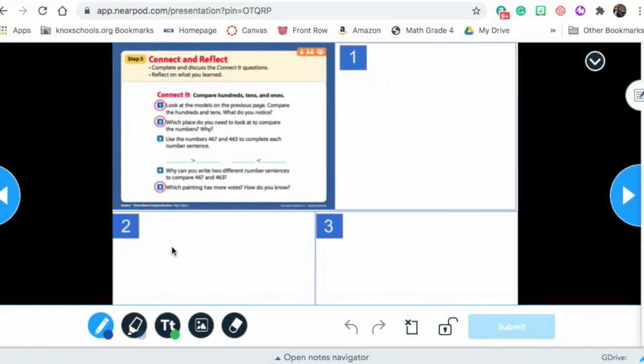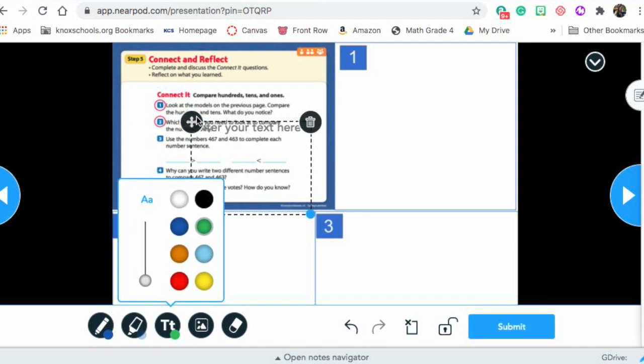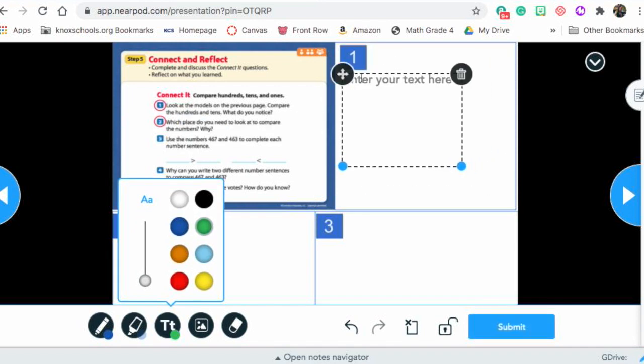All right, let me go ahead and answer that. I'm going to grab a text box, move it on into there. So when I look at the models on the previous page and I compare the hundreds and tens, what I notice is that the hundreds are equal in both numbers and the tens are equal in both numbers.